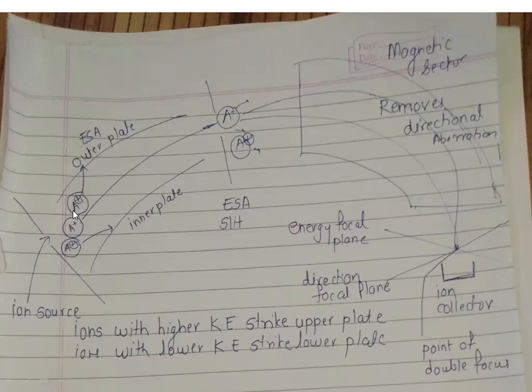Now, the number of ions with lower and higher energy is really small. As per your Gaussian curve, you can assume that there are only a few ions with higher energy and a few ions with lower energy. But the electrostatic analyzer is going to remove them, and we are going to have a packet of ions with the same kinetic energy. So these ions now will travel through the electrostatic analyzer.